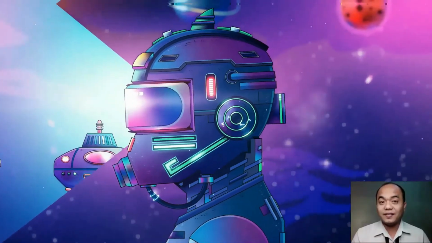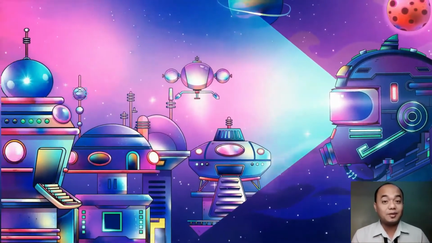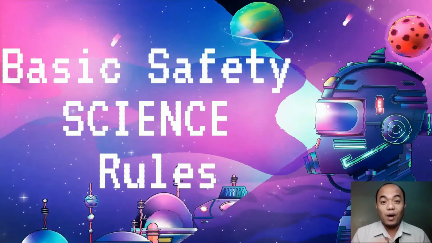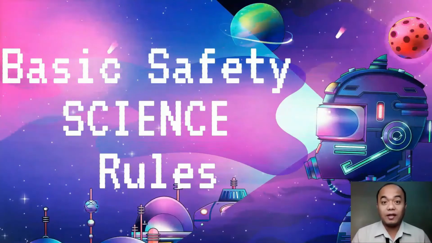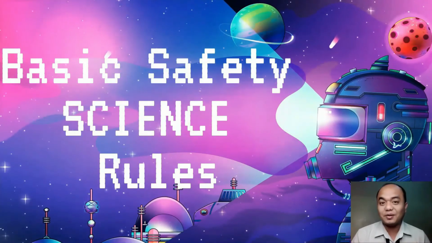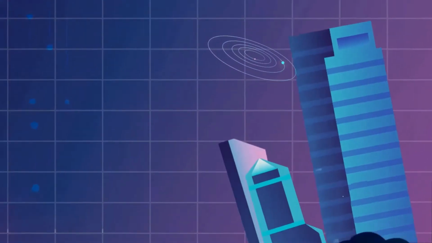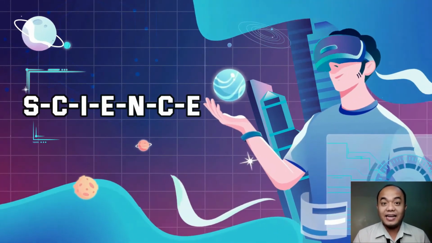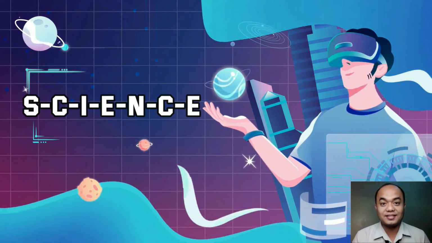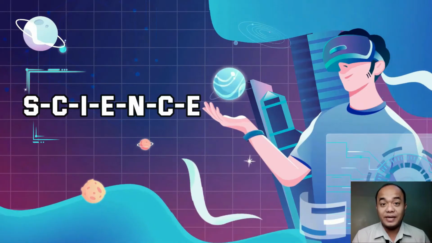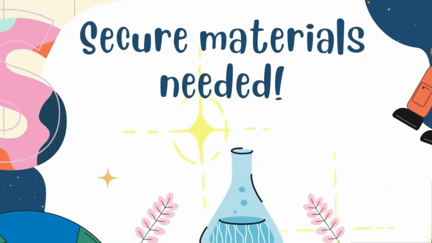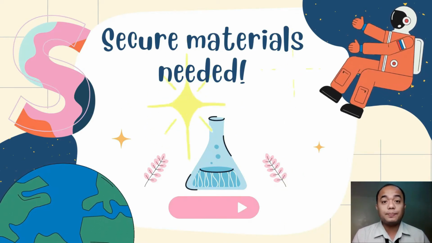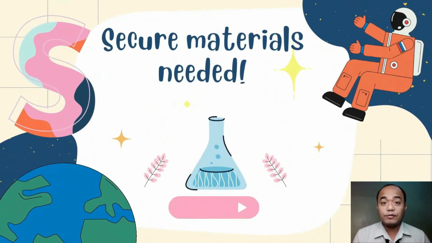But before we do our activity, what are again our basic safety rules in performing our science offline activity? What acronym do we use for you not to forget, for you to always remember our basic safety rules? Yes, very good. The acronym SCIENCE. Science is our basic safety rule. Now, what does each letter mean? Yes, very good. Secure all the materials needed. And of course, please follow all the verbal and written instructions.